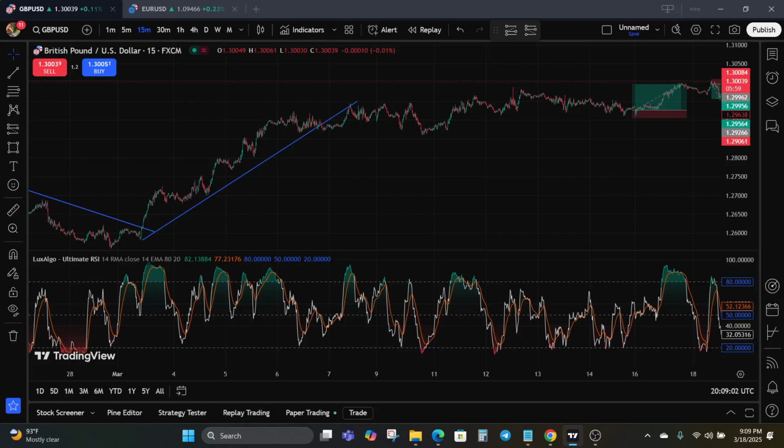The ultimate RSI indicator is quite a powerful upgrade for traders looking to improve their momentum analysis, trend confirmation, and trade accuracy. By combining it with price action and support and resistance levels, you can filter out false signals and find stronger trade setups.